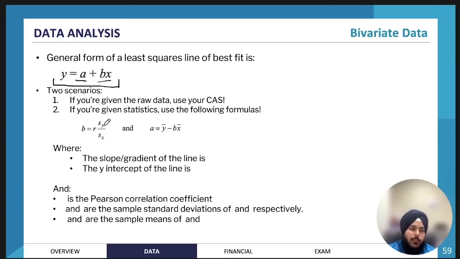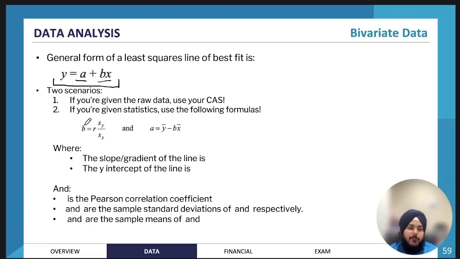So you might be told what the standard deviation of the y variable is, what the standard deviation of the x variable is, what the mean of the y variable is, what the mean of the x variable is, and what the r value is. If you're given all the statistics, you can actually manually calculate the a and b values just by using these formulas, which are also in your formula sheet. So b is equal to r, which is Pearson's correlation coefficient, which will be given to you, multiplied by the standard deviation of y, divided by the standard deviation of x.